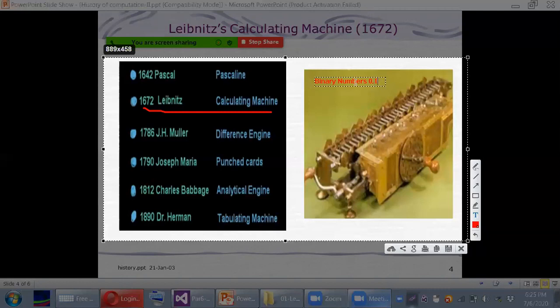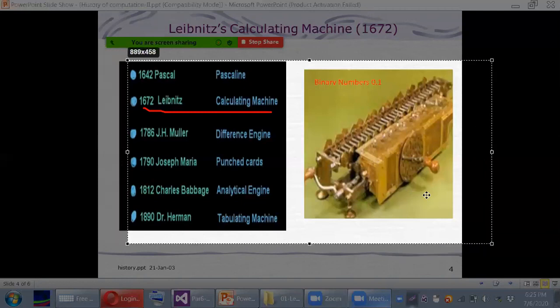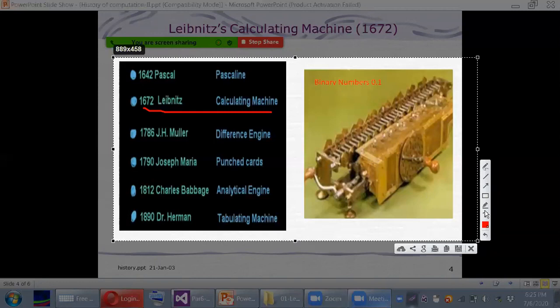So this was the first machine which used the binary number system in its working. And this gave the idea of working on on-off states. So our modern computer is based on this idea of on-off states, and for the first time this idea was given by Leibniz calculating machine.